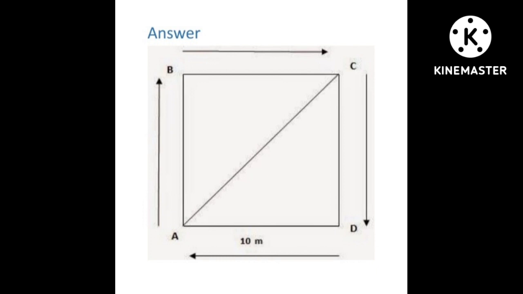Now we can represent it diagrammatically. Suppose the square is ABCD. The farmer is starting from A and then goes to B. From B he goes to C, from C he goes to D, and finally from D he goes back to A, so that he completes one round of the square. The time taken to complete one round is 40 seconds and each side is 10 meter long.